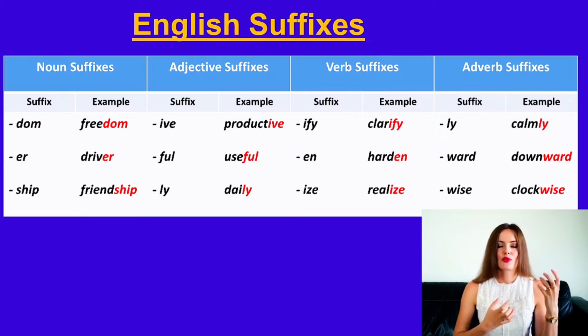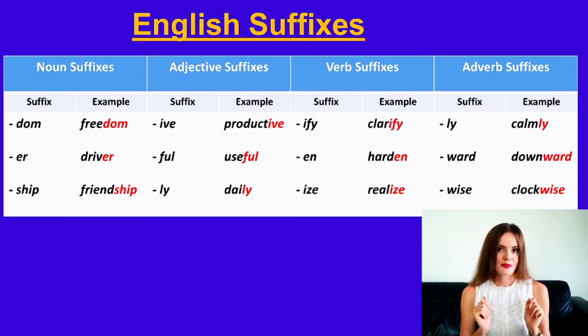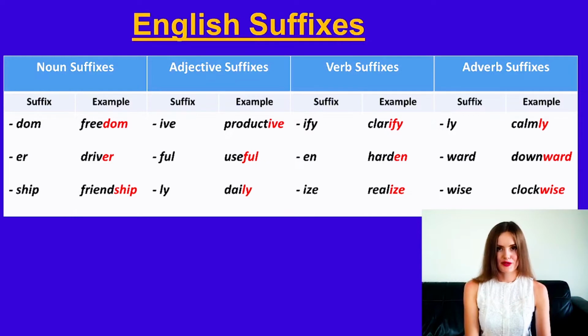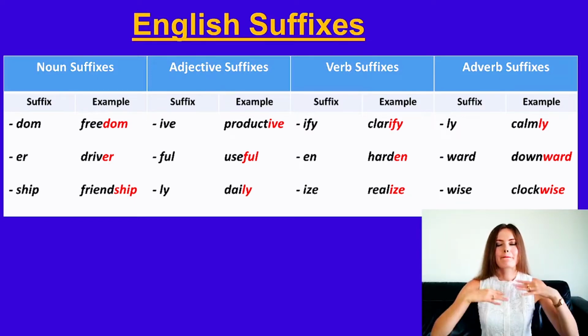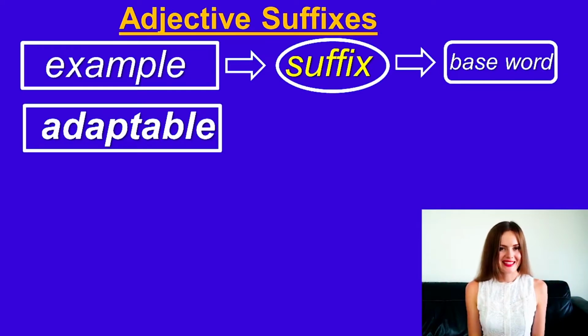Sometimes it happens with suffixes that you can see them making different parts of speech, but most often they belong to one specific part of speech. As I said, there are many suffixes in the English language, and these are just some examples of them. But today we are going to focus more specifically on adjective suffixes. We are going to learn many adjective suffixes that will help you to understand English words better. Okay, I'm so excited. Let's learn about adjective suffixes.